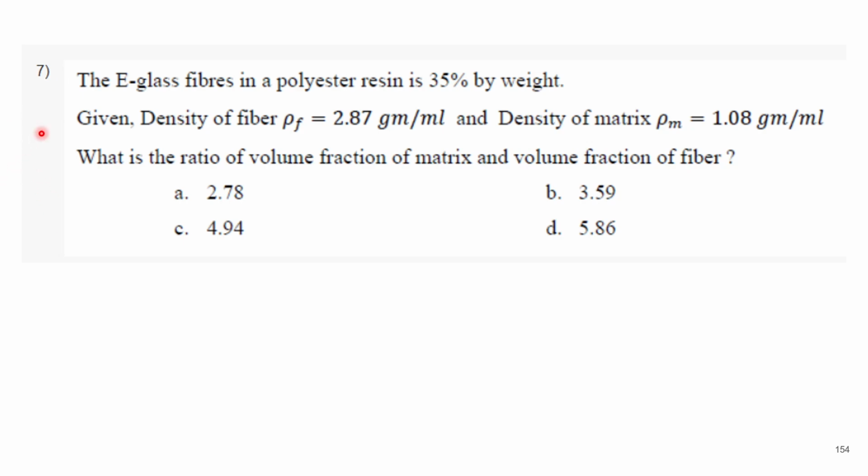Seventh question, this is a numerical problem. The E-glass fibers in a polyester resin is 35% by weight. Given density of fiber rho f equal to 2.87 gram per ml and density of matrix rho m equal to 1.08 gram per ml, what is the ratio of volume fraction of matrix and volume fraction of fiber? A, 2.78, B, 3.59, C, 4.94, or D, 5.86. Which is the correct option? So we need to find out the ratio of volume fraction of matrix and volume fraction of fiber.